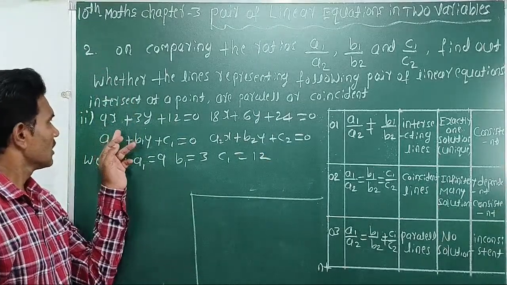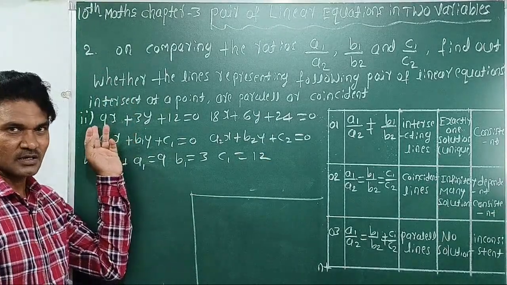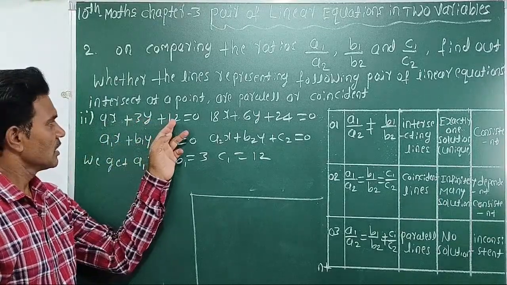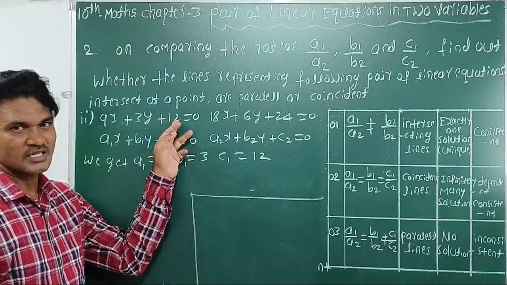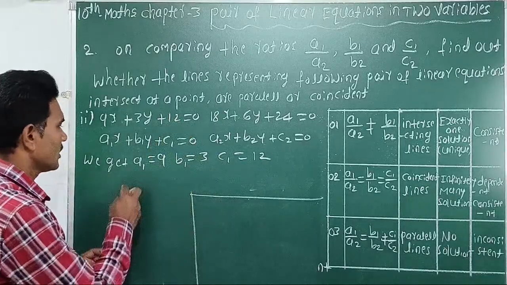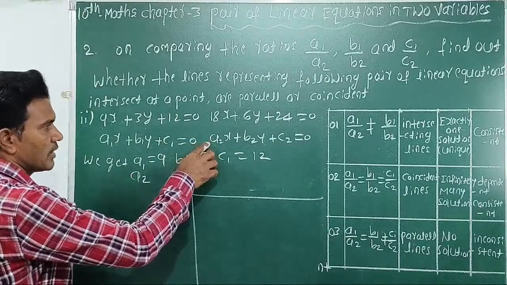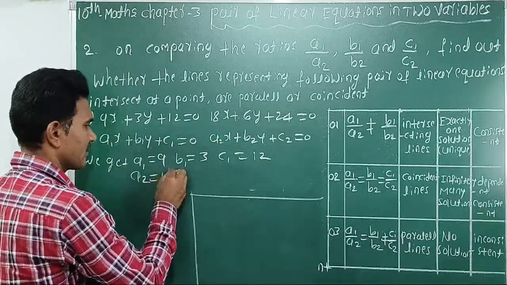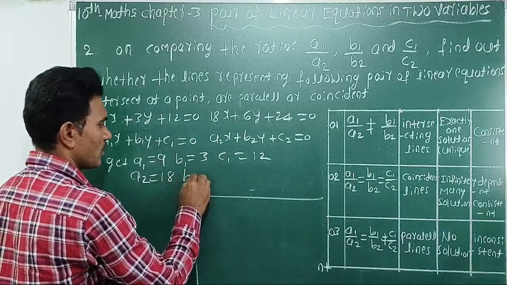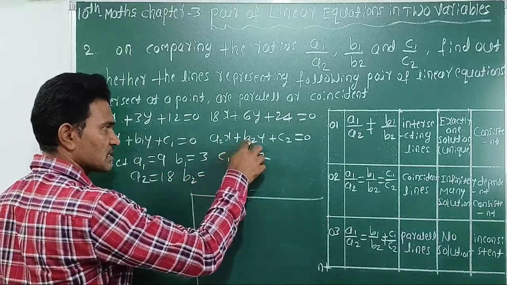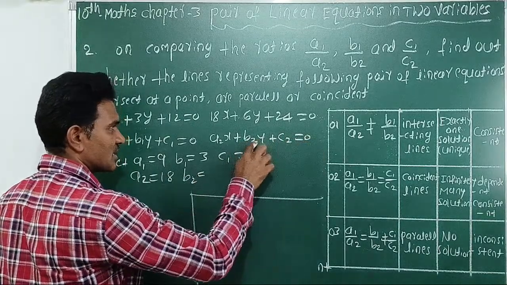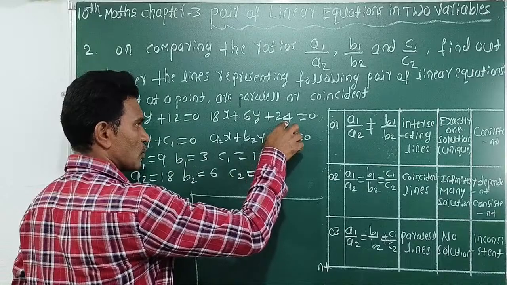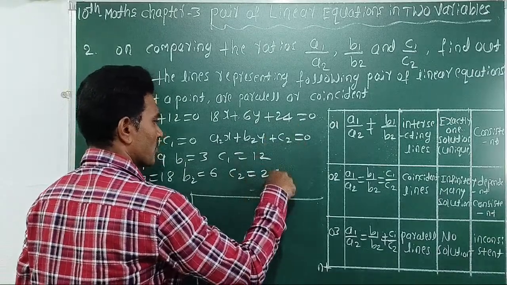a1 means the coefficient of x of the first equation, b1 means the coefficient of y of the first equation, and c1 means the constant number, which is 12. Next, a2 is the x coefficient of the second equation, that is 18. b2 means the y coefficient of the second equation, that is 6. c2, the constant number here, is 24.